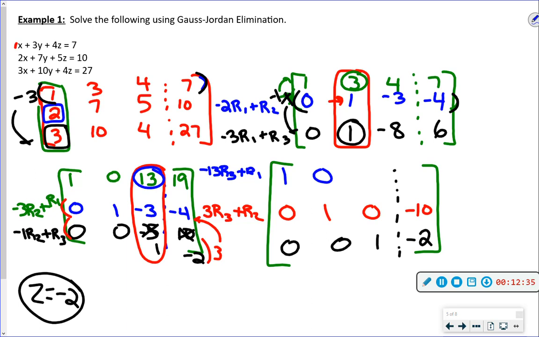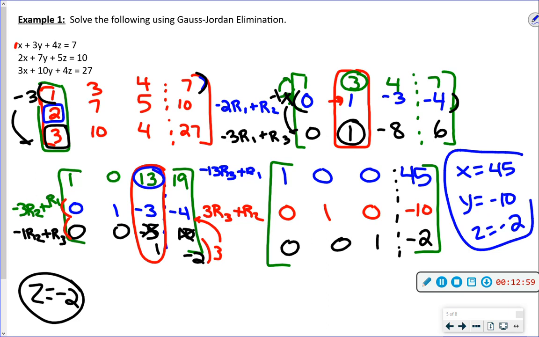That's that. Here's where it really counts. What is negative 13 times negative 2? 26. What's 26? You need a calculator probably. 26 plus 19. 45. So x is 45. Y is negative 10. Z is negative 2. And you can write it ordered pair style too.